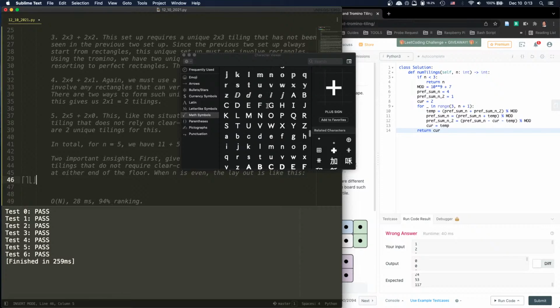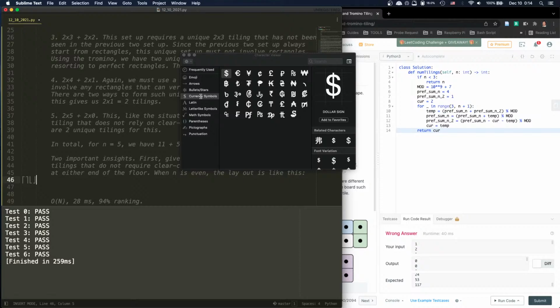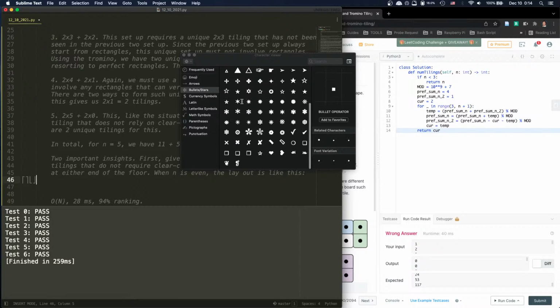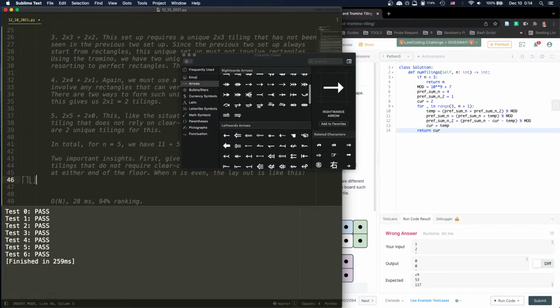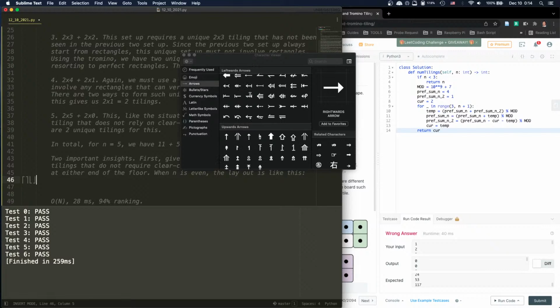Letter-like symbols. Nope. It's definitely not Latin. Currency. Bullets. Arrows. Oh, all types of arrows. Nah. I might be able to use this, but no.